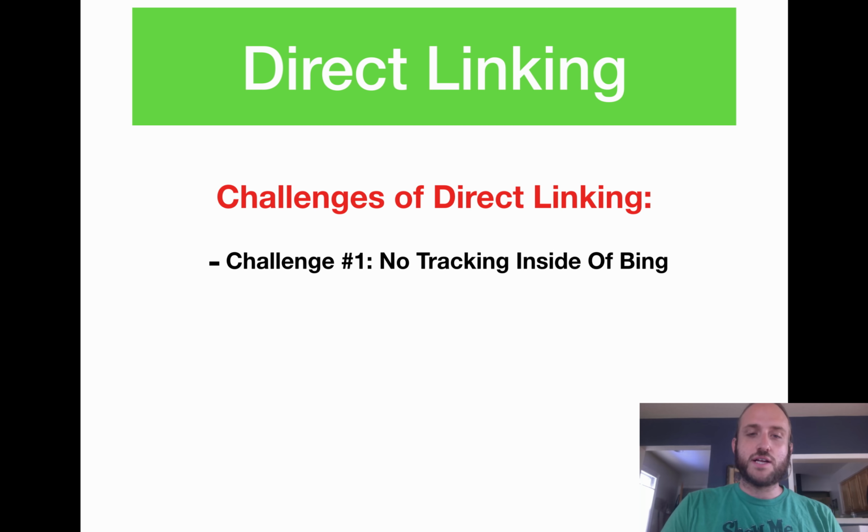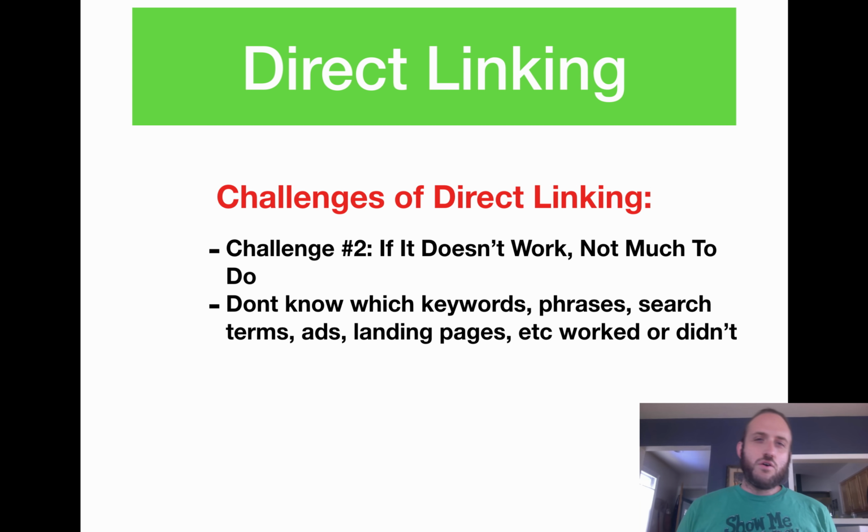So challenge number one of direct linking: there's no tracking inside of Bing. If you've ever gone through my Bing Ads Bootcamp training, then I talk a lot about how to set up tracking on your website, like universal event tracking and stuff, so that you can see in Bing when you make a conversion so that you know exactly which ads, keywords, etc. are making the conversions. Now, the challenge with affiliate marketing in general, but also definitely with direct linking, is that there's no way to look inside of Bing and see those stats. So you don't really know what's working and what isn't.